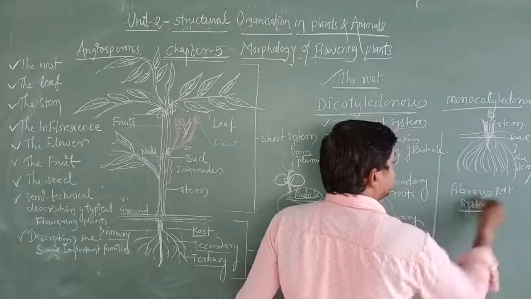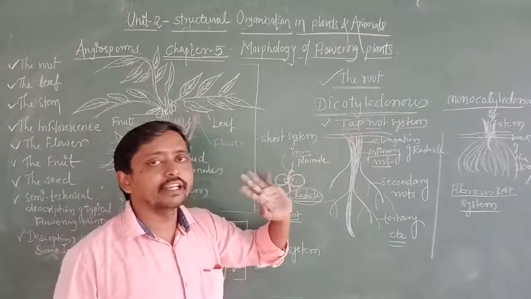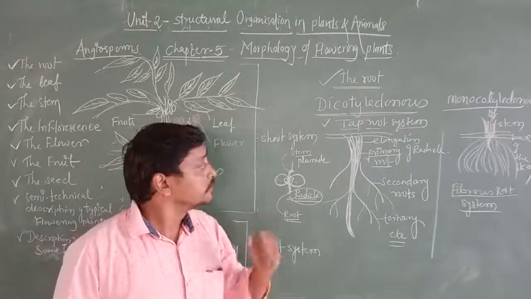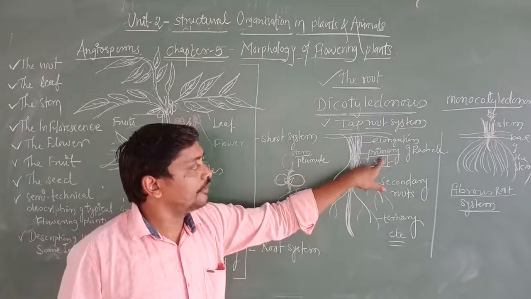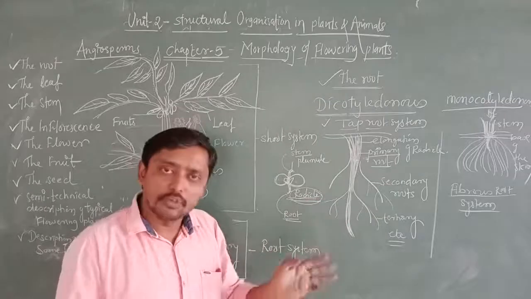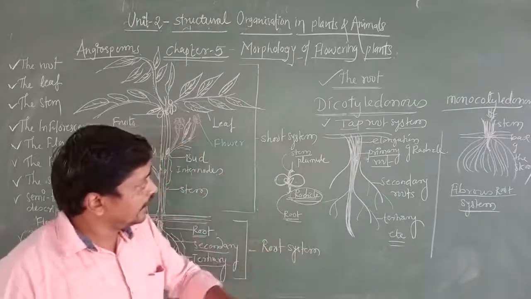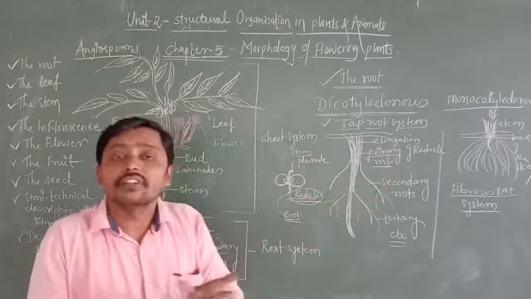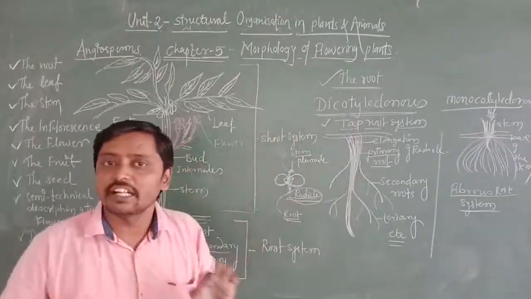Okay, now the difference is clear to you. In the taproot system, the radical elongates into the soil, and that leads to the formation of primary roots. Then on the primary roots, the lateral roots or branches develop: secondary roots, tertiary roots, etc. The primary root with its lateral branches is collectively called the taproot system, or it constitutes the taproot system.